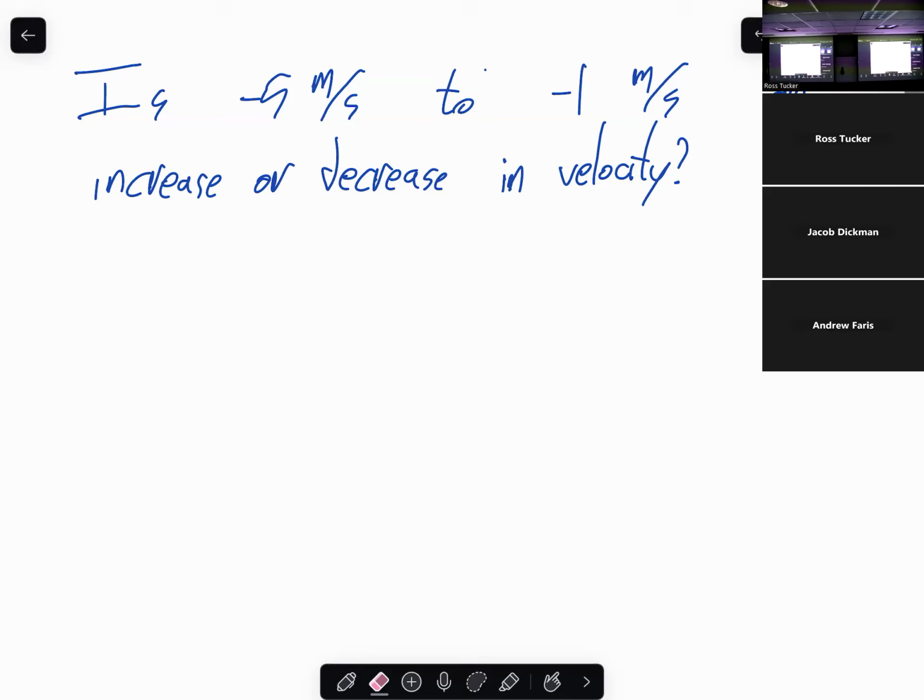Let me ask you this way. Which is a bigger number, -5 or -1? Am I getting bigger or am I getting smaller if I go from -5 to -1? Google form question B. Am I getting a bigger number or smaller number when I go from -5 to -1? Which is greater? Increasing or decreasing? Bigger or smaller?